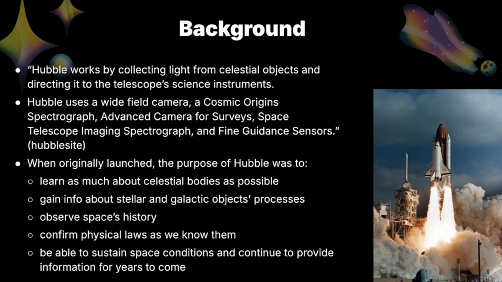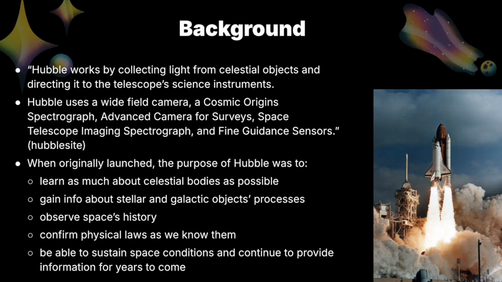A little bit more background. How Hubble works is that it basically collects light from celestial objects and directs it to the telescope's science instruments. It uses lots of different types of technology, including a wide field camera, a cosmic origins spectrograph, advanced camera for surveys, a space telescope imaging spectrograph, and fine guidance sensors.